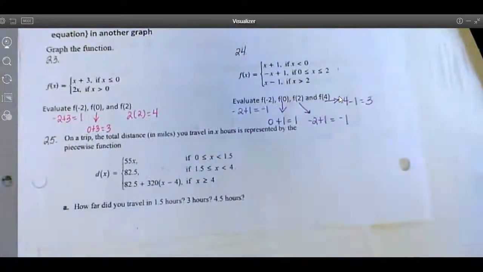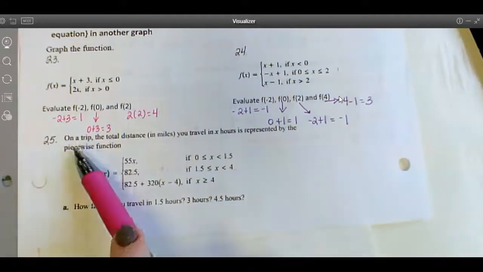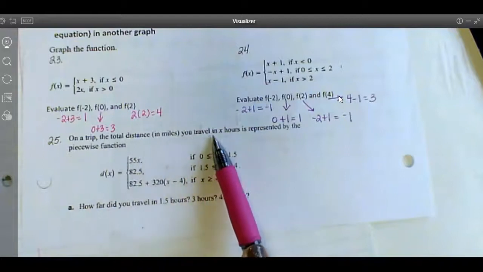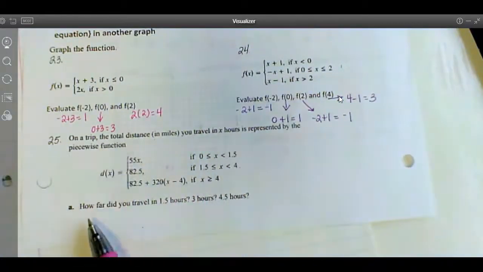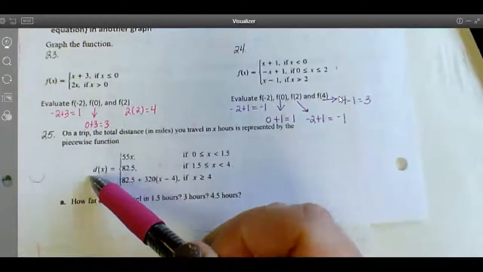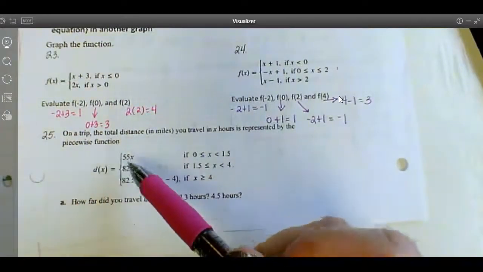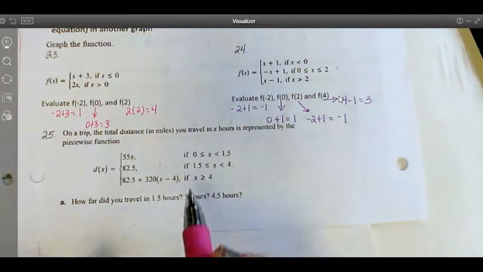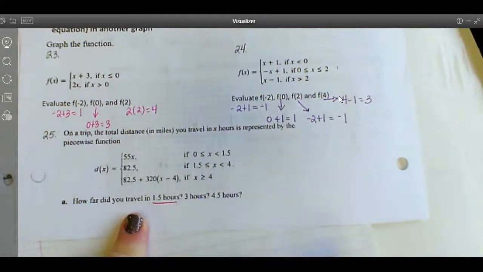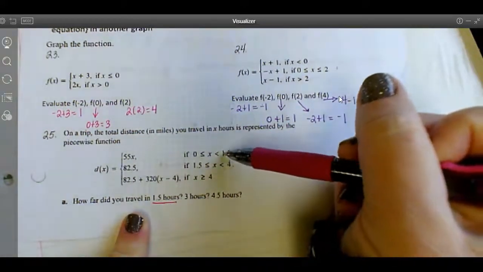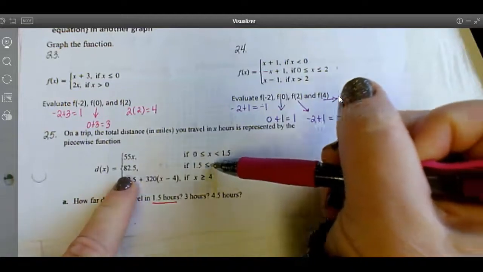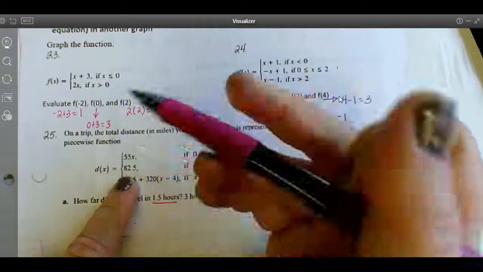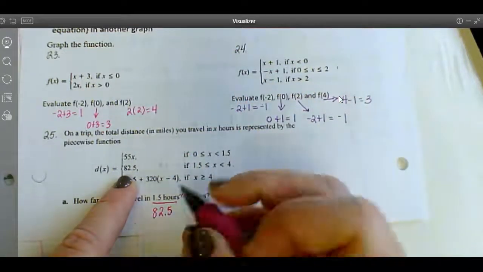All right, last question. This is a question to talk about what a real-world situation would look like. So this says that we have a trip. The distance in miles you travel in X hours is represented by this function. So whatever we get whenever we work out something is the distance, but the X values that you plug in would be the hours. So if I want to figure out how far I travel in 1.5 hours, I just have to figure out where 1.5 falls. 1.5 falls here. So in 1.5 hours, I'm going to travel 82.5 miles.